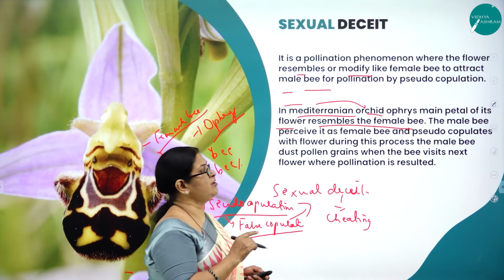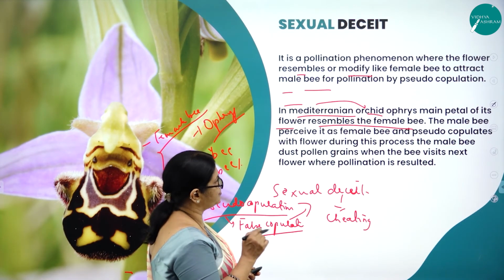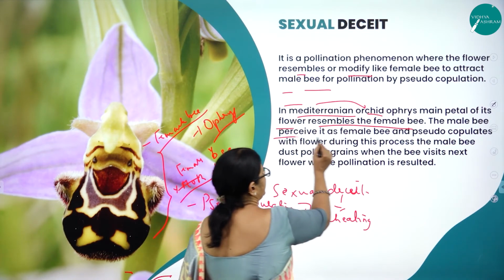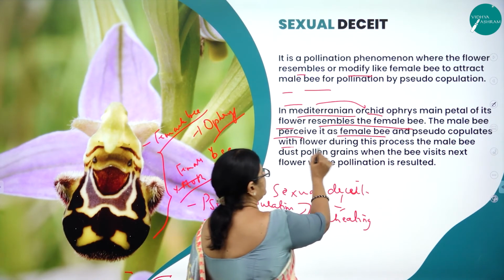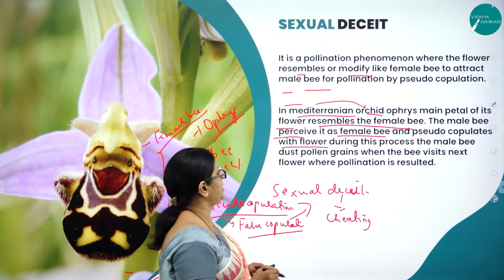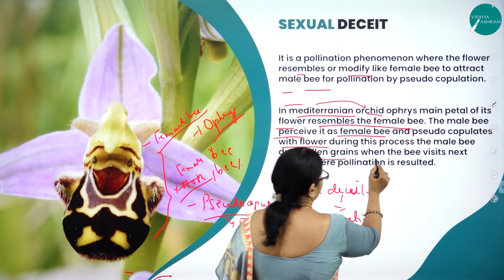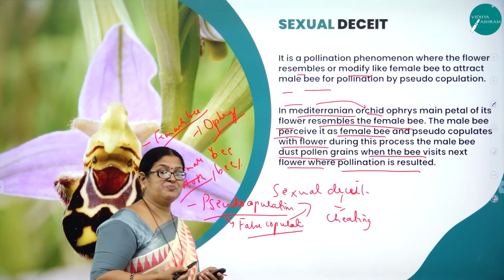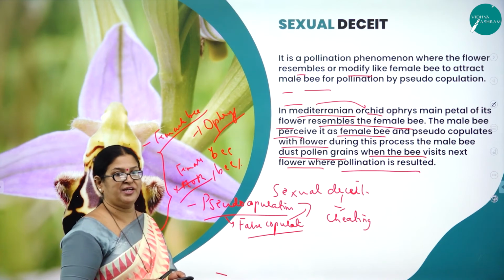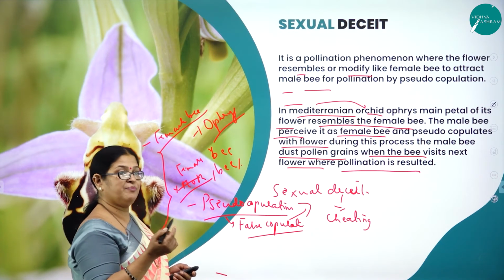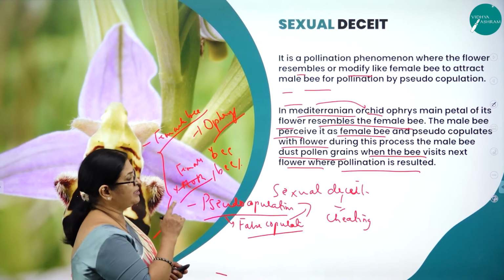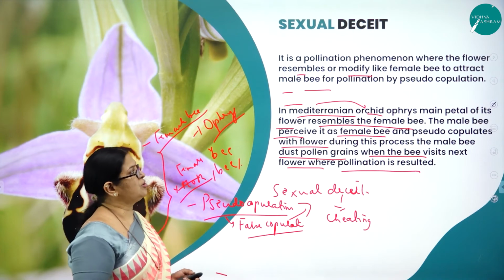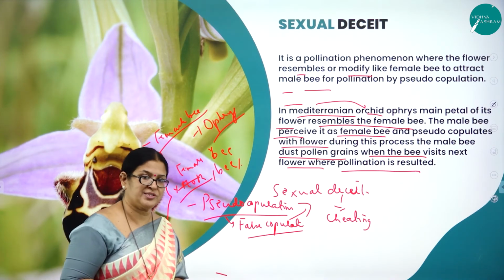Next. So in the Mediterranean orchid Ophrys, the main petal of its flower resembles the female bee. The male bee perceives it as a female bee and pseudo-copulates with the flower. During this process, the male bee dusts pollen grains when the bee visits the next flower, where pollination results. See how it has benefited. Here actually the flower is benefited, but the male bee is not benefited. Right? It is having what? Pseudo-copulation. This is a very good example for sexual deceit.